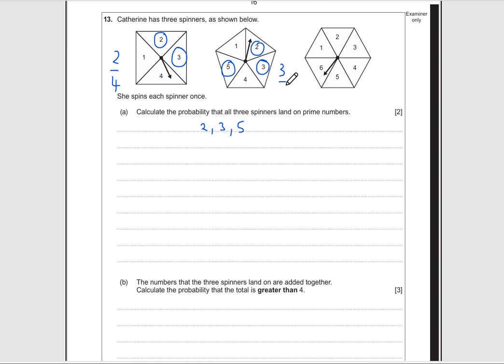Second spinner is going to be 3 out of 5. And for this third spinner, it's going to be 3 out of 6. Okay, so we want all 3 spinners to land on prime numbers. So this spinner and this spinner. Wherever you're saying and in a probability statement, you want to multiply the probabilities. So and the third spinner. Let's pop this directly into your calculator. And that's going to give you a simplified answer of 3 over 20.